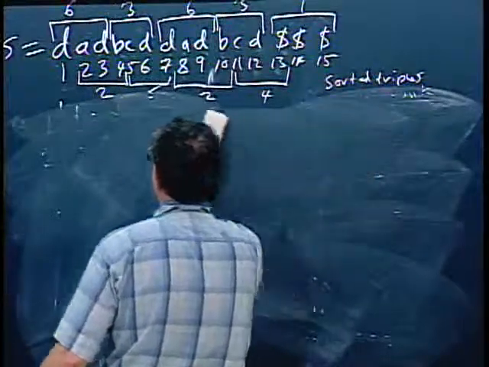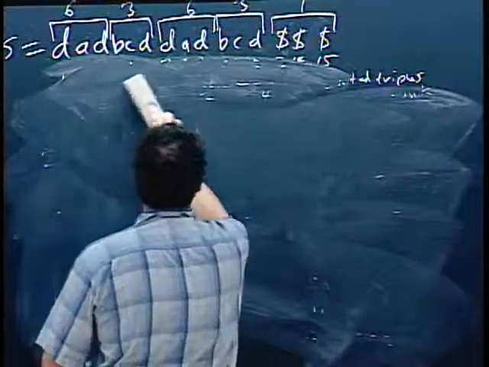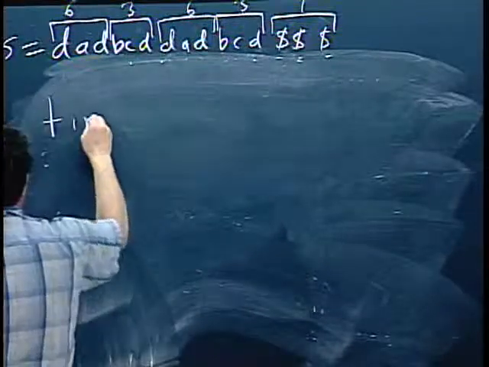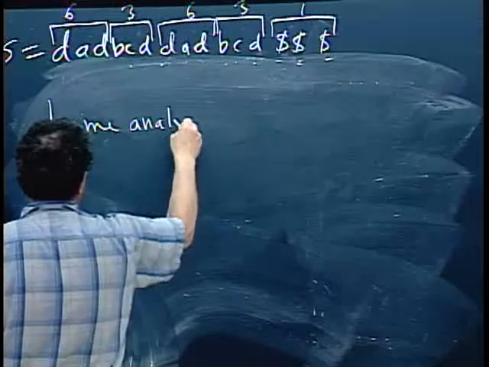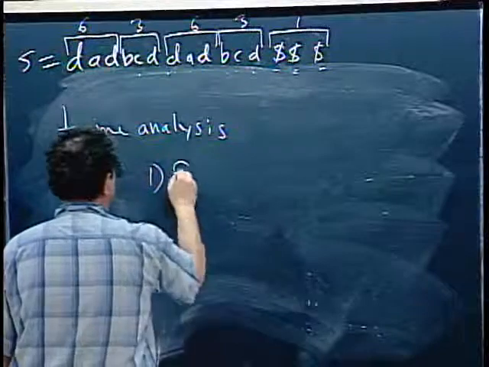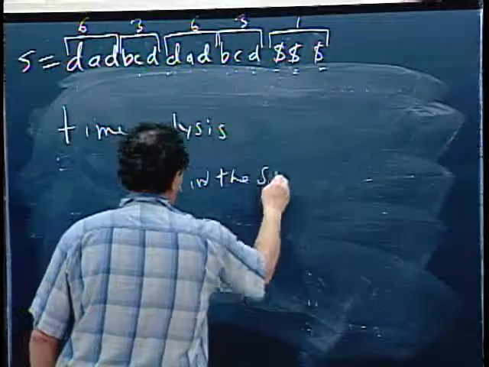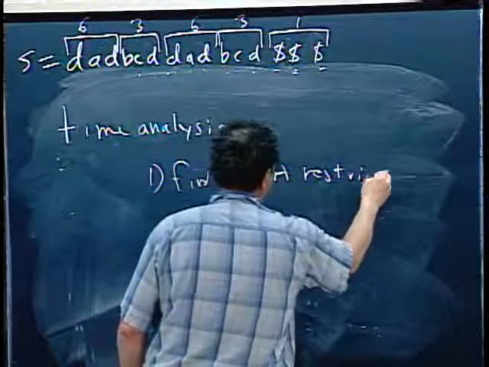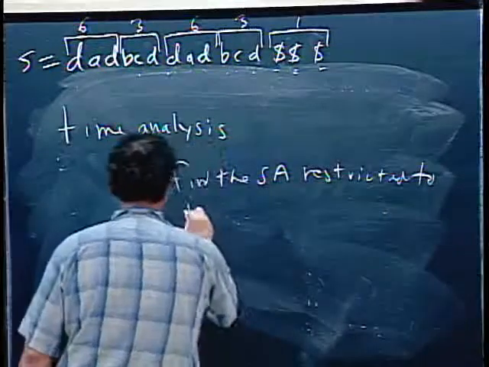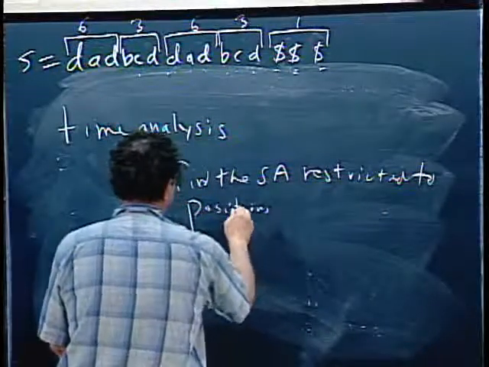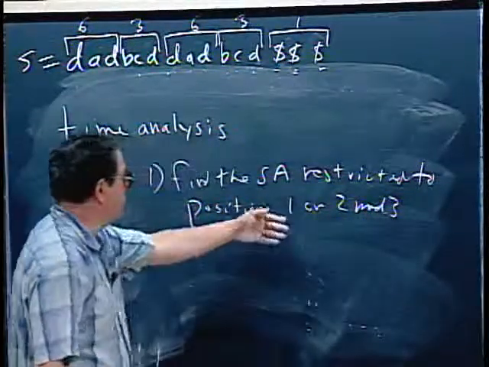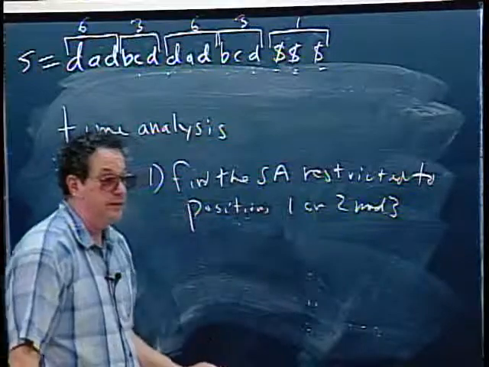So, yeah, really don't need that. Time analysis. Well, we said step 1 was find the suffix array restricted to positions 1 or 2 mod 3. And that started out by finding triples and doing a radix sort on the triples.